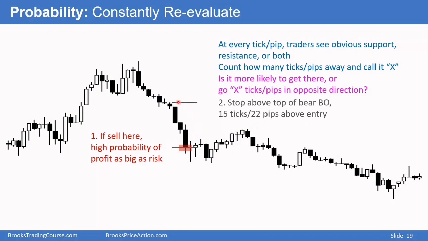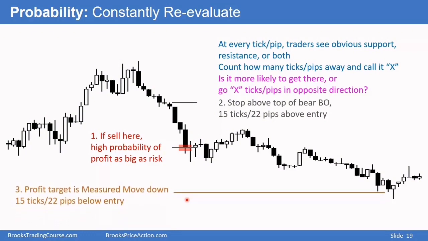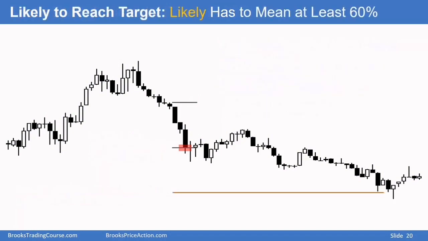So let's say you put your stop right above here. And let's say it's 15 ticks if it's an E-mini chart or a stock chart. Or if it's a Forex market, let's say it's 22 pips. Measured move down is here. And if it's the E-mini or a stock, you would get your 15 ticks before your stop was hit. If it was the Forex market, it would have fallen 22 pips and you would have received 22 pips profit while risking 22 pips initially. 60% chance when you took that trade that the market would reach a target equal to your risk, reward equal to your risk.